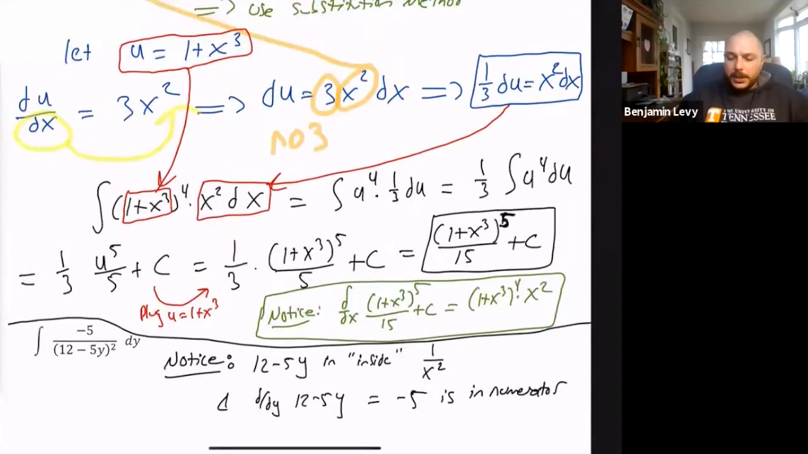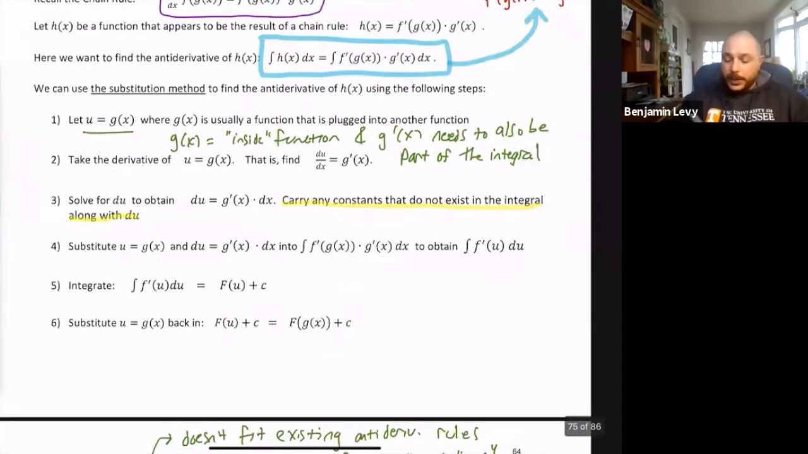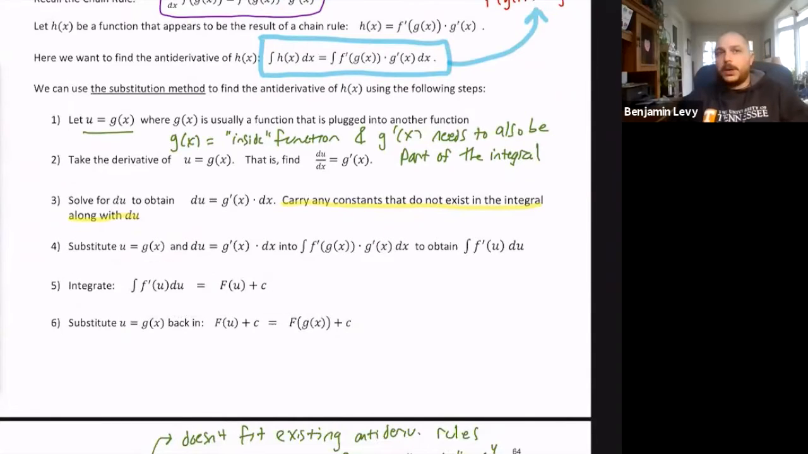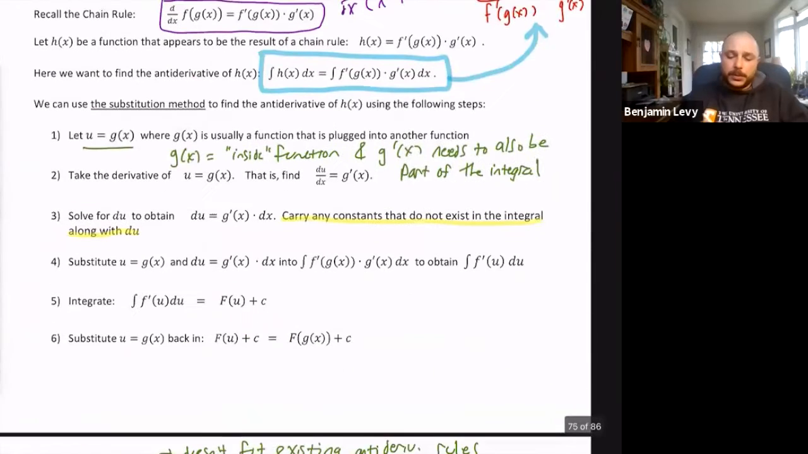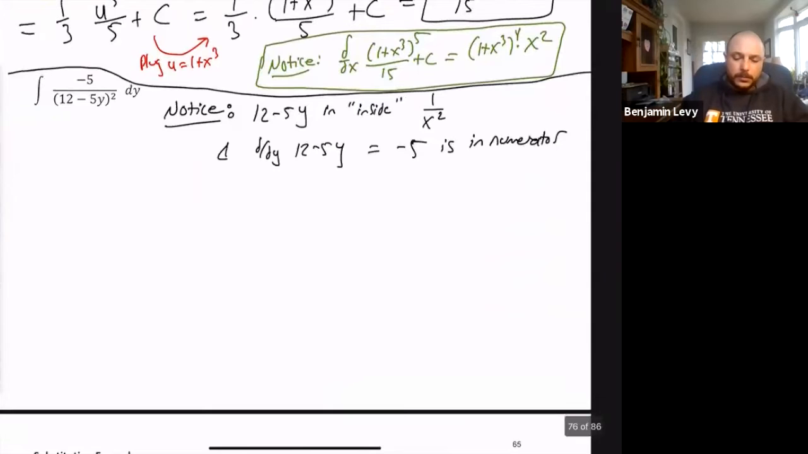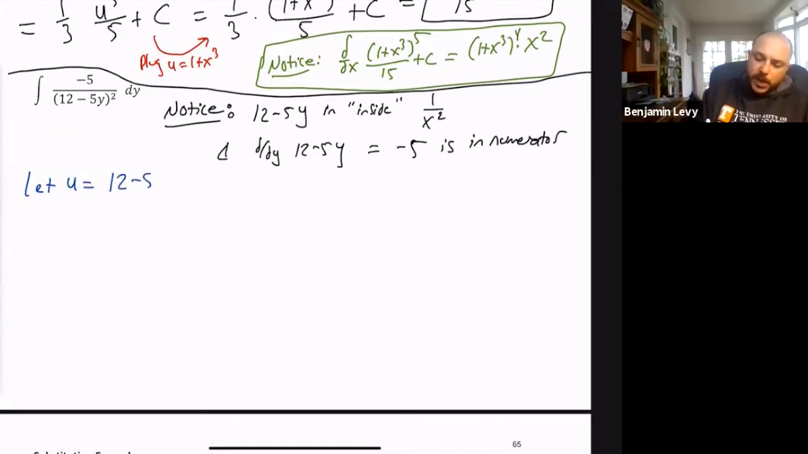And I don't think I actually clarified the rest of the rules, but we did these rules, right? We got it into a very simplified thing. You integrate it, and then you just plug the u back in. I'm sorry I didn't point those out as we were doing it, but that's what we did in the last problem. And we're going to do those same steps, right? So the first step is u should be the inside thing. And so let's do that on this one. Let u be what's on the inside, which is 12 minus 5y.